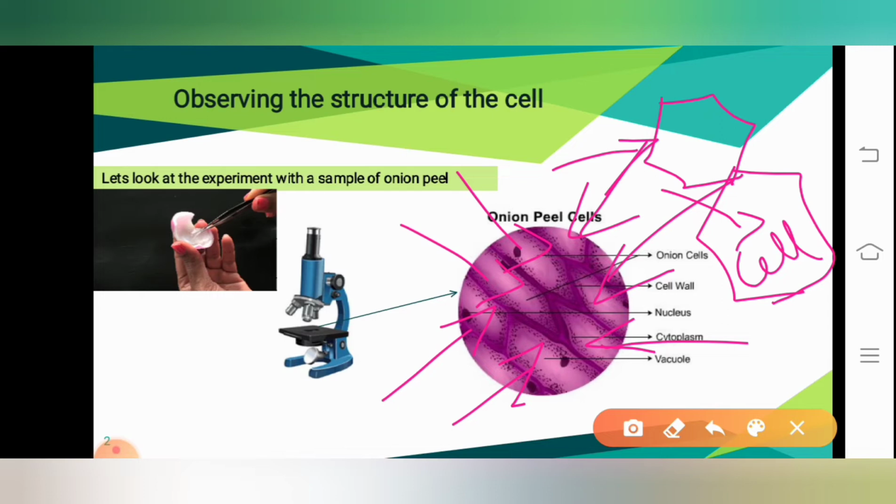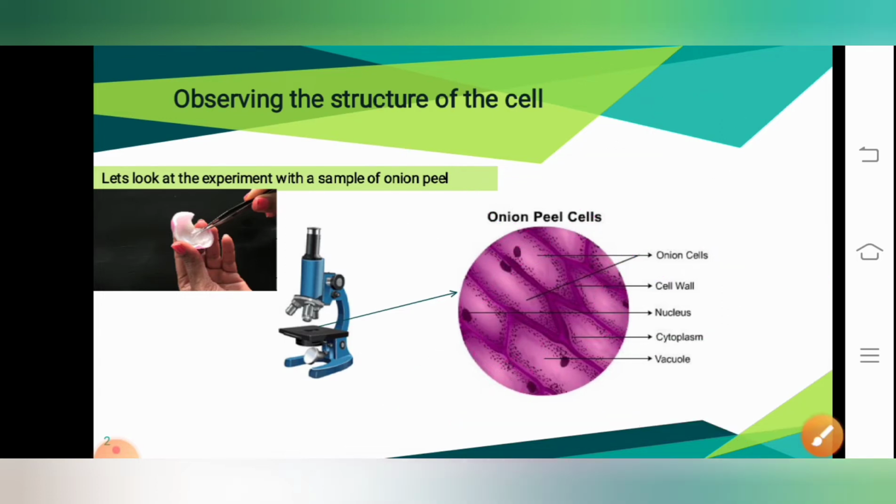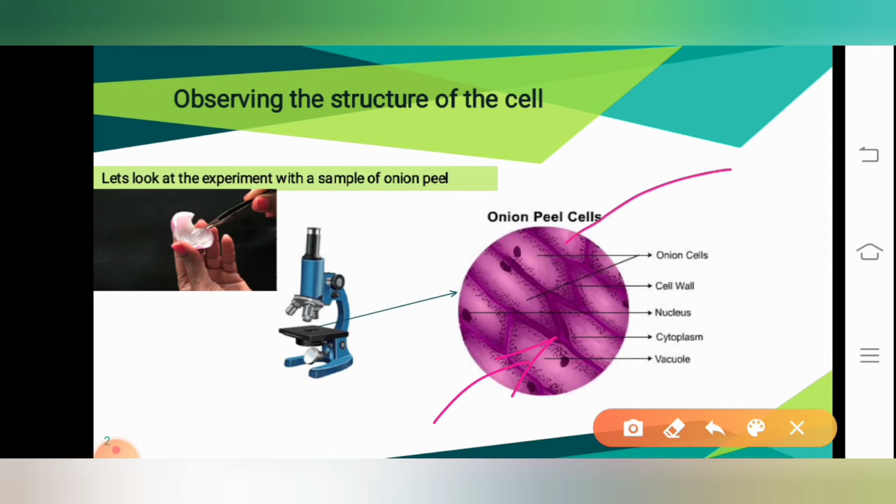Correct? And if you look inside the cell, there is something which looks like filling. We feel like some fluid is present inside the cell. Inside every cell, we can see some fluid-like structure, and this fluid-like structure present inside the cell is called the cytoplasm. I repeat, very important: cytoplasm is a fluid-like material present inside the cell. It allows the movement of materials inside the cell.